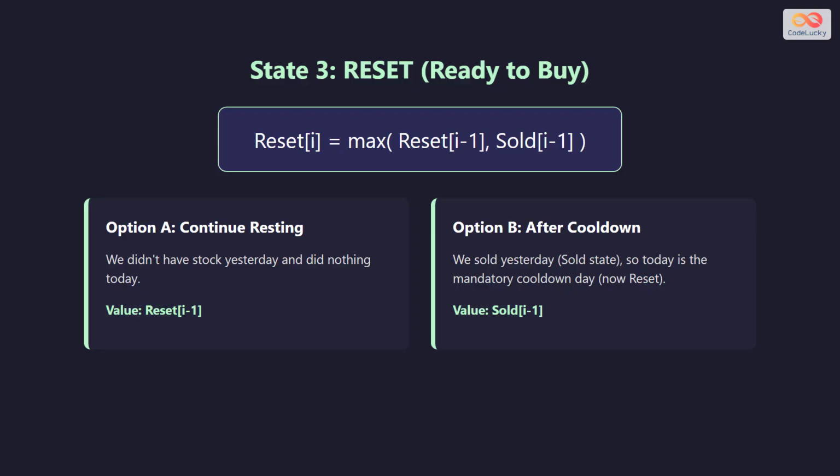Finally, the reset state. We end up here if we were already in reset yesterday and waited, or if we were in the sold state yesterday. If we sold yesterday, today is the mandatory cooldown, placing us in the reset state.